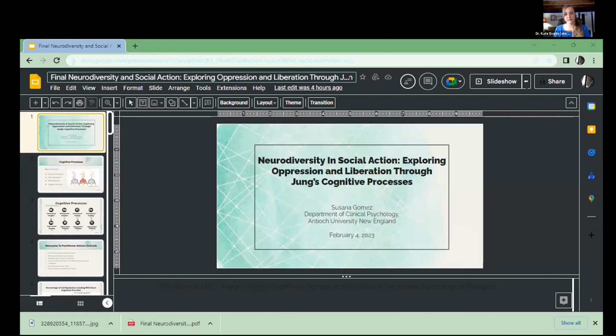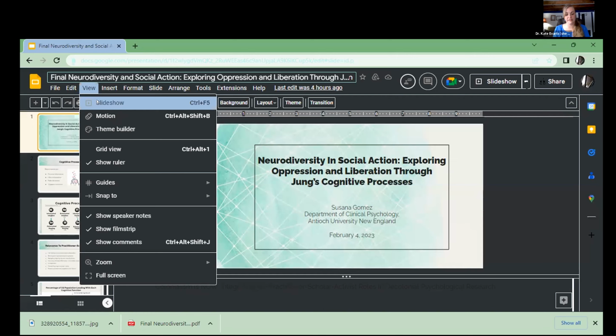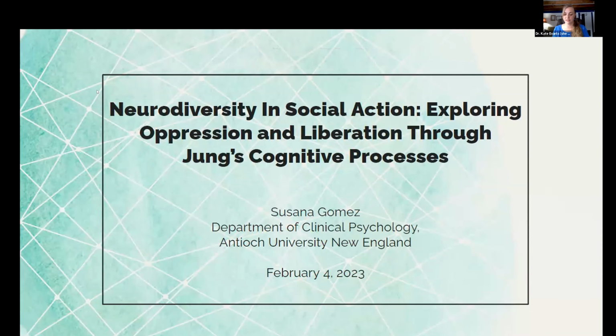And now I'm going to introduce Susana, who's going to take the next presentation away. She is going to be presenting on Carl Jung's 8 cognitive styles and the ways in which those cognitive styles can show up in both oppressing and liberating activities. Her title is Neurodiversity and Social Action, Exploring Oppression and Liberation Through the Jungian Cognitive Functions.